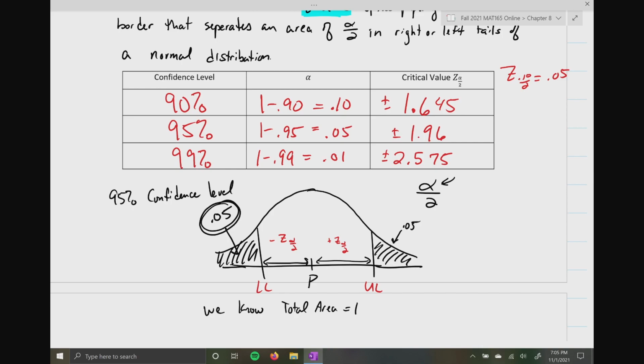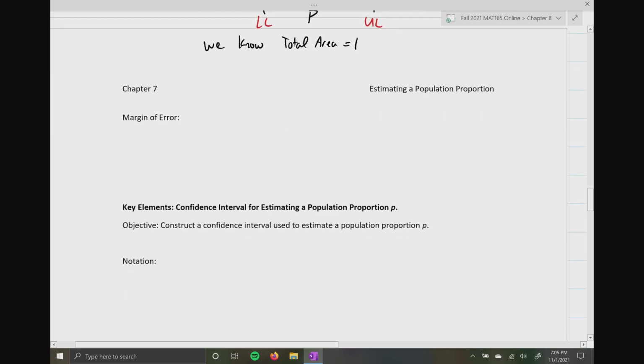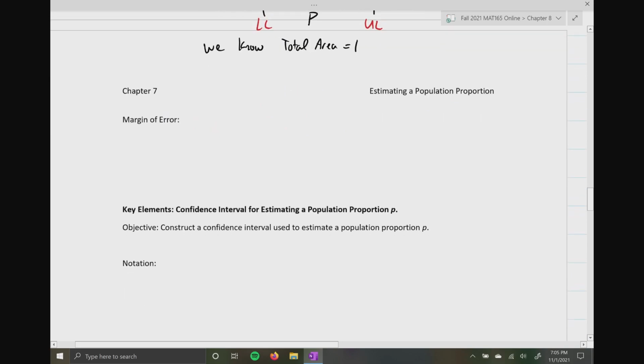All right, I realize this is a lot, but trust me, once you see how this works in action, it's really simple, okay? So the next thing I want to go over is this margin of error thing, okay? Now, within the margin of error, we have the sample error, okay?